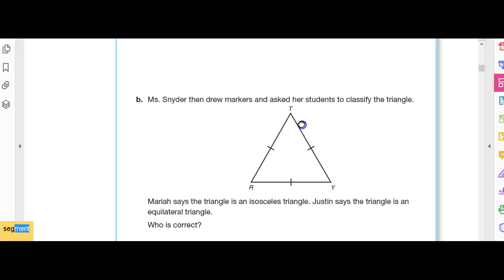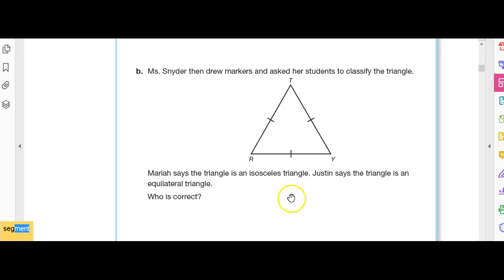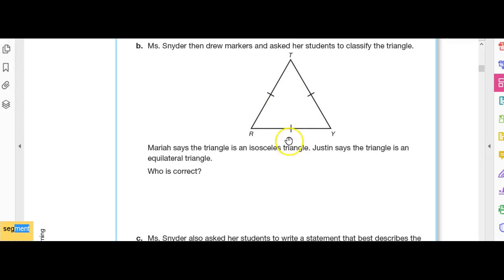So can we now say, since they have the same marks here, that this is an equilateral triangle? The answer is yes, it's equilateral. But Mariah now says, oh wait, it's isosceles. And Justin says, no, it's equilateral. So who's correct? Well, isosceles would mean that two legs are congruent, and a lot of people use that definition to say at least two legs are congruent. So do we have two legs that are congruent? Yeah. So is Mariah correct when she says it's an isosceles triangle? Yeah, she's not incorrect when she says that.